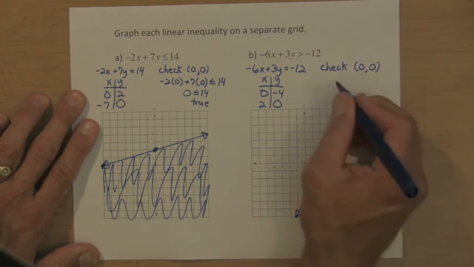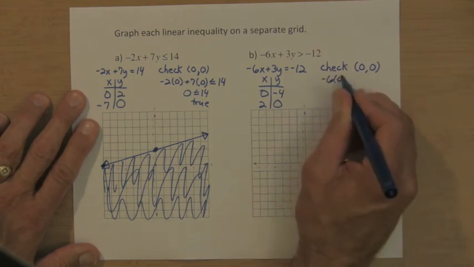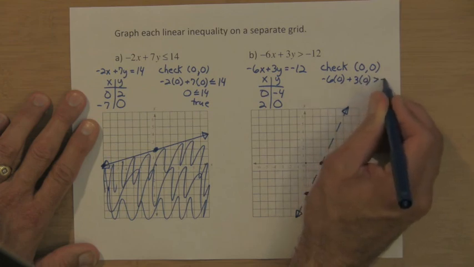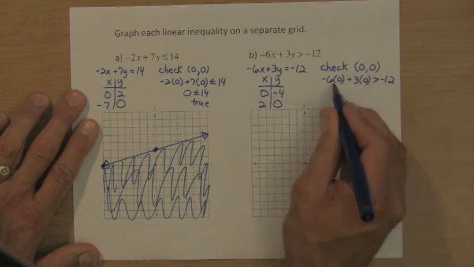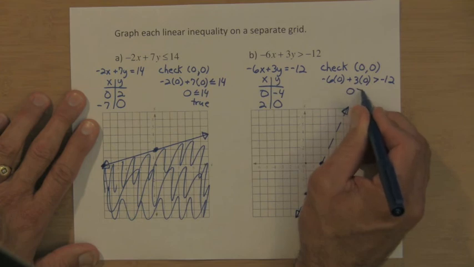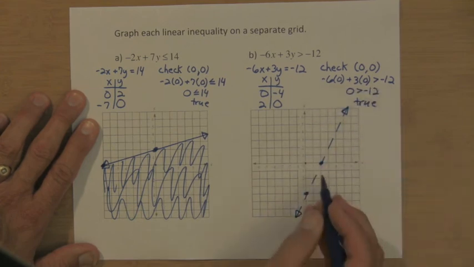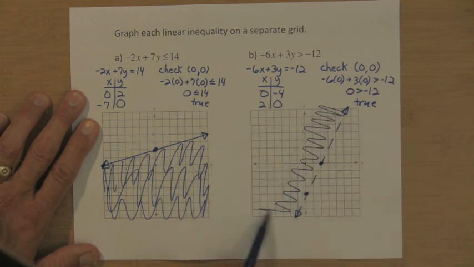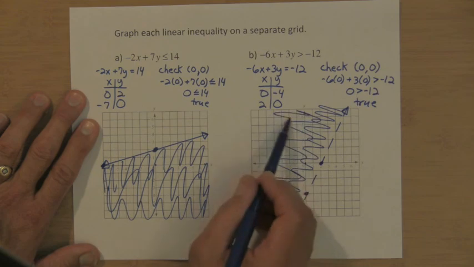So try 0, 0. If I put in x is 0, so -6 times 0, plus 3 times 0, is that greater than -12? This is 0, this is 0, so I get 0 is greater than -12. That is true. So because 0, 0 works, everything on this side of the boundary line works. So your solution is not the boundary line, but all the points on the left side of that boundary line.